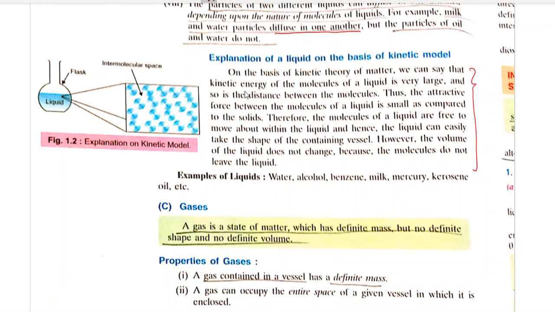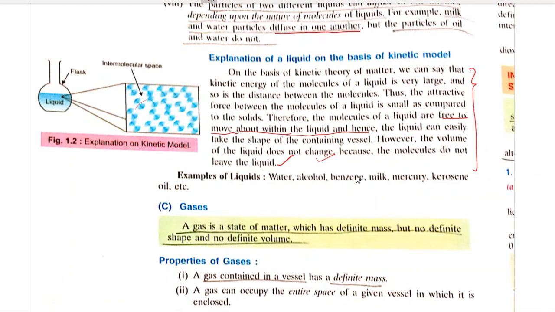So we can say that kinetic energy of molecules of liquid is very large, and so the distance between the molecules is also large. Thus attractive forces of molecules of liquid are small as compared to solid. Therefore, molecules of liquid are free to move about within the liquid. So liquid can easily take the shape of the container. However, volume of the liquid does not change because molecules do not leave the liquid, right?